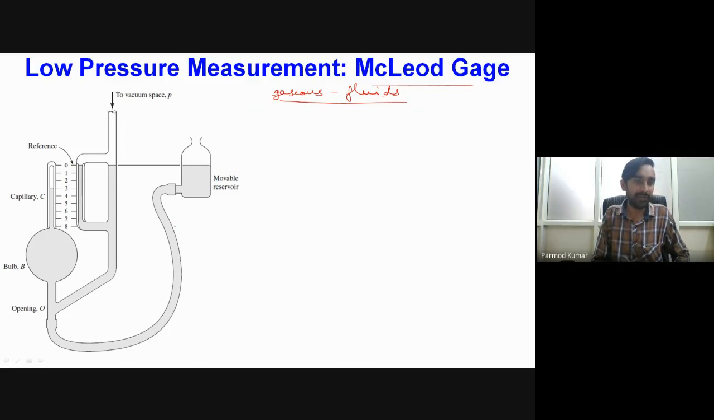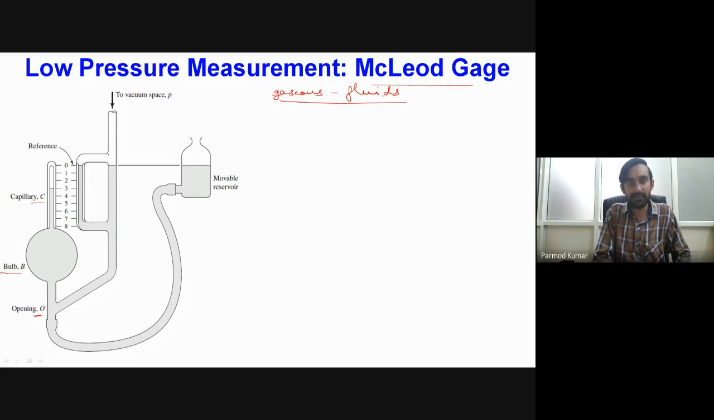If you see the construction of this gauge, we have a capillary over here, this capillary C, then a big bulb B, then an opening, which is connected to another tube, and inside that tube we have one more capillary. This particular capillary is known as the reference capillary, and in this reference capillary we have a scale marked.